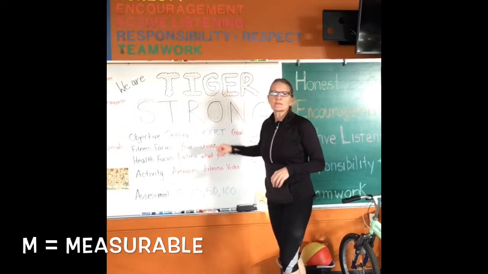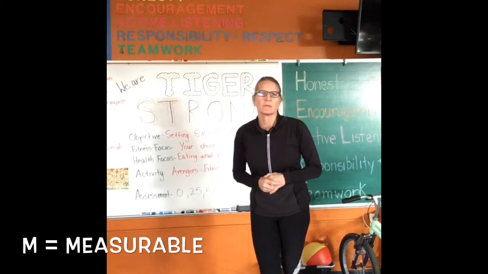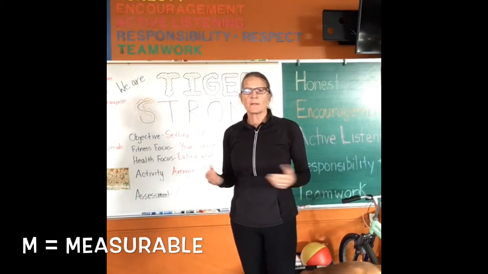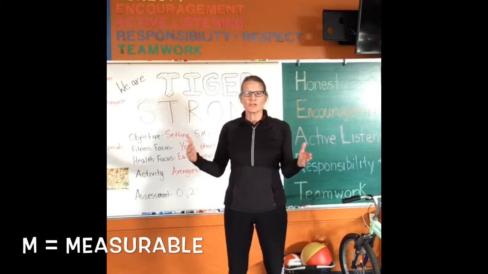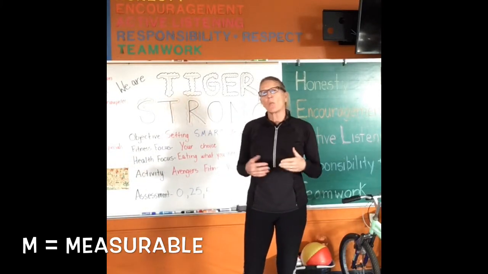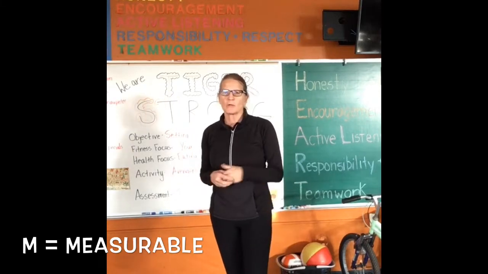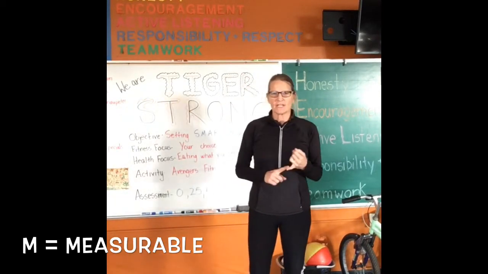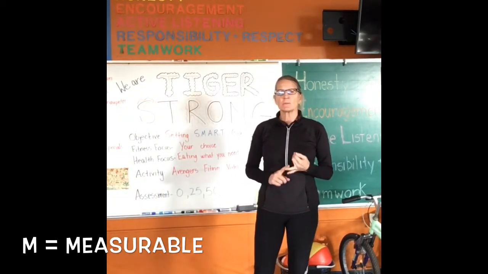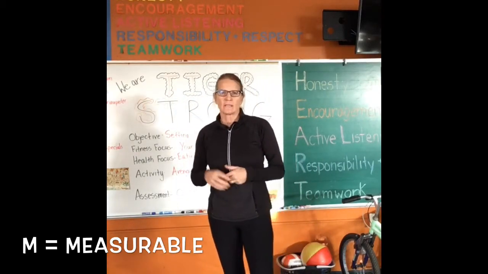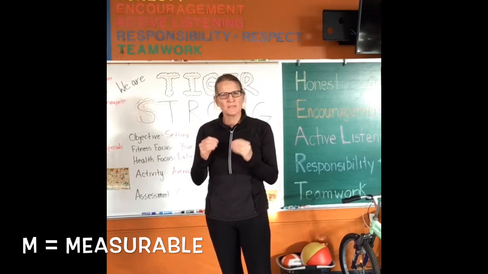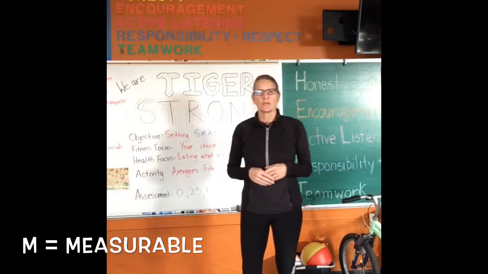The M in SMART stands for measurable. Measurable would be, how are you going to know whether or not you accomplished it? Is it measurable? So let's go back to our walking goal. Specific is you're going for a walk. Measurable would be, say, I'm going to walk 1 mile. So it's getting more specific and it's measurable. You're walking for a mile.